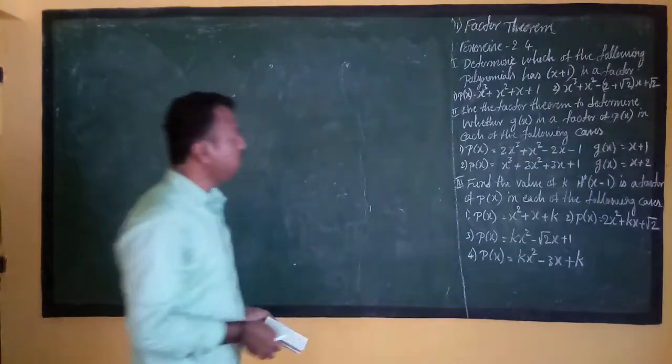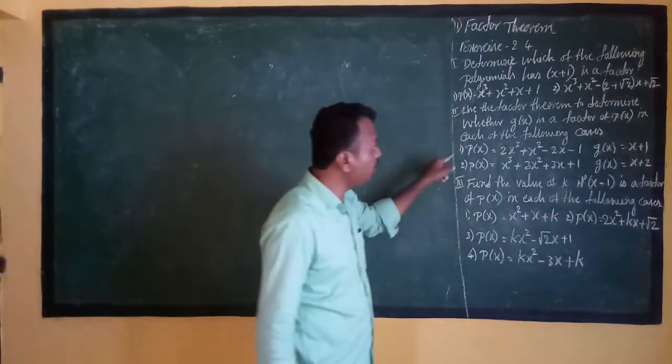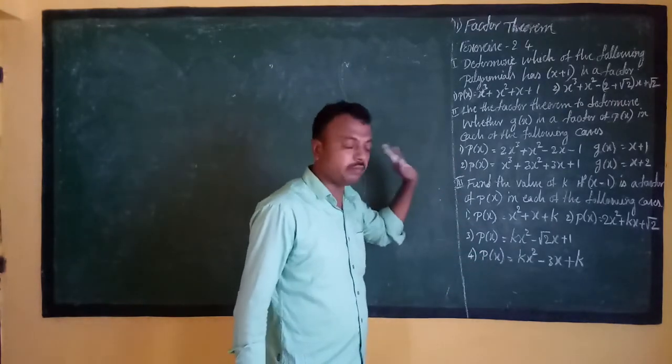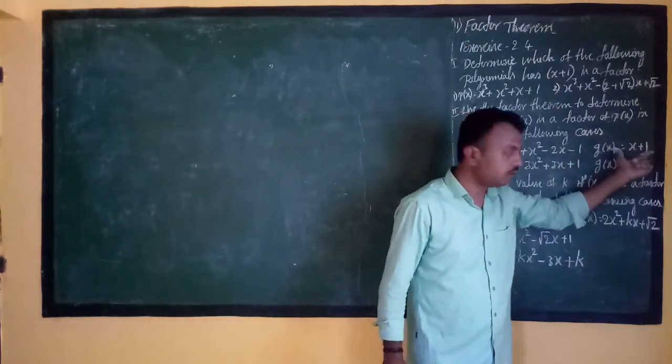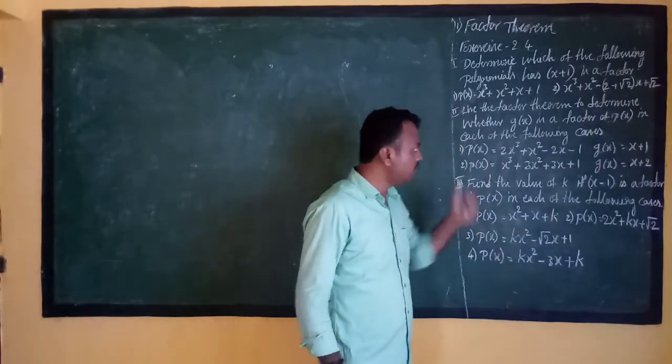For the second question, use the factor theorem to determine whether g of x is a factor of p of x in each of the following cases. Same as the first one, it is the same in the second one. They have given p of x and g of x, so we have to check whether this g of x is a factor of p of x. Same procedure. So I will show it.